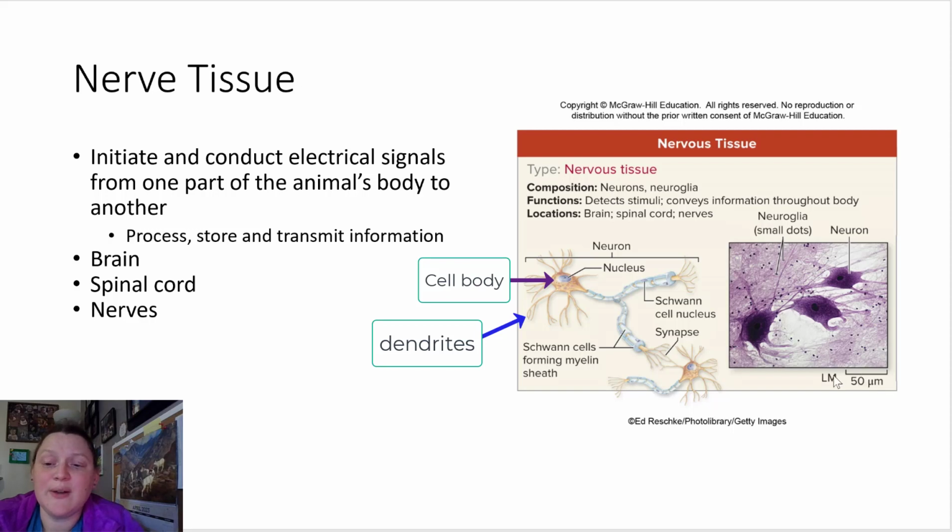Many neurons also have 1 or 2 long axons. These long branches transmit information to the next destination. Axons are wrapped in a myelin sheath. This sheath helps to protect the cells as well as to insulate the signal and send it faster through the axon.